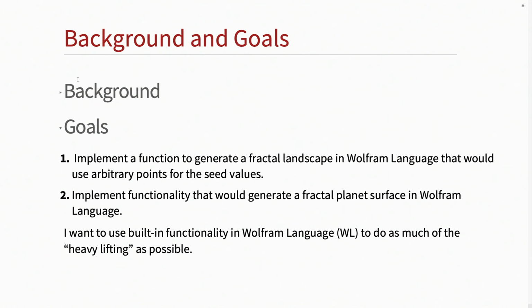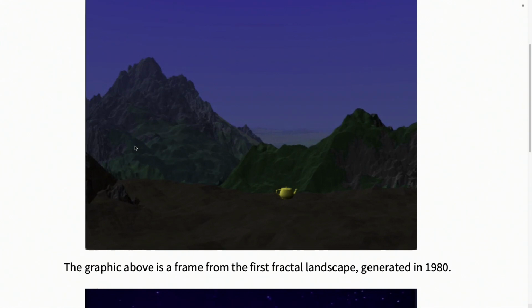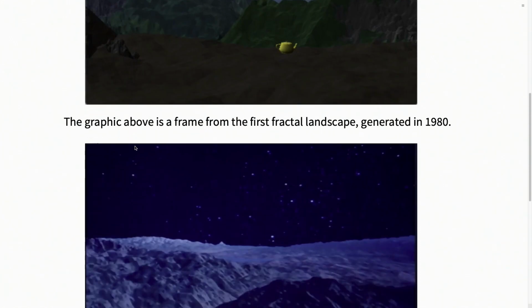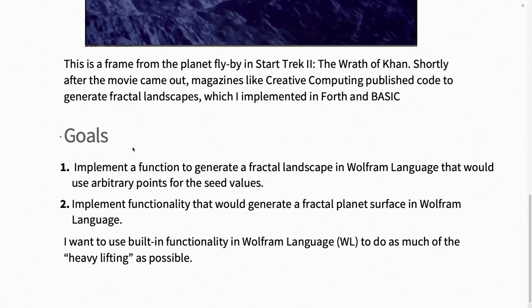So here's the background. This is a clip from the first fractal landscape made in 1980. And here's a clip from Star Trek II of the planet flyby. And what I wanted to do in this project was to implement a function to generate these fractal landscapes and to create a planet, which, as it turned out, they did not do in the code for Star Trek.